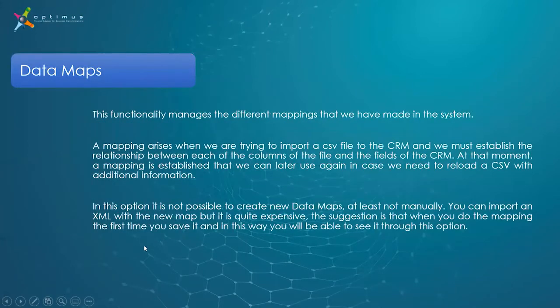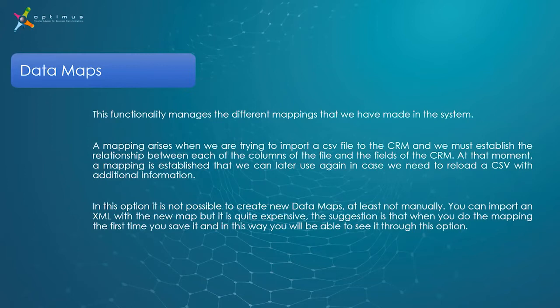The next one is going to be the data maps. What are data maps? This functionality manages the different mappings that we have made in the system. What it means is, every time, if you are importing information from an Excel file, and the Excel file is a file that you generated from the CRM, I mean, if you generate a template from the CRM, you just fill out the template and you just want to import the file again, you don't need to do a map, because the map is already in the Excel file, okay?